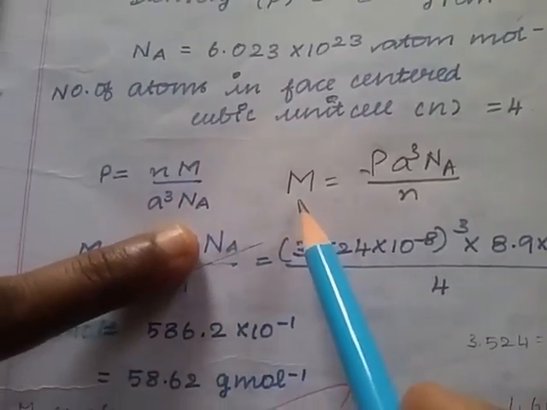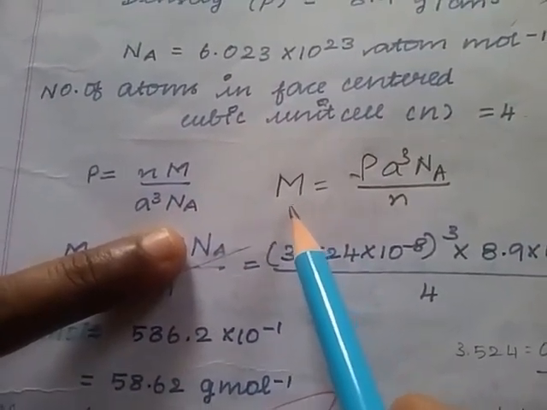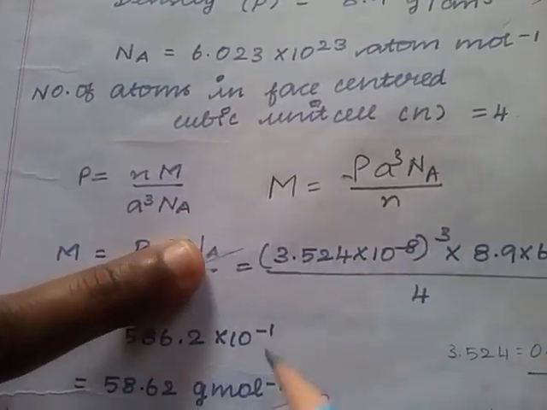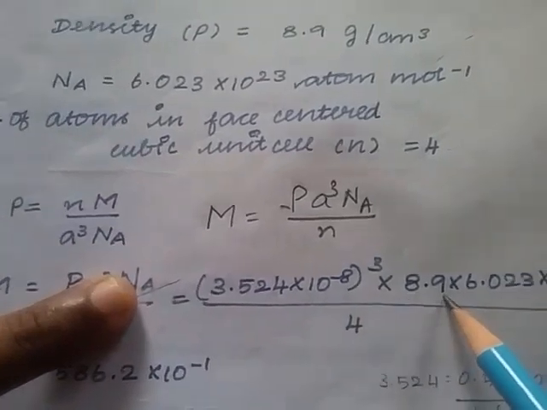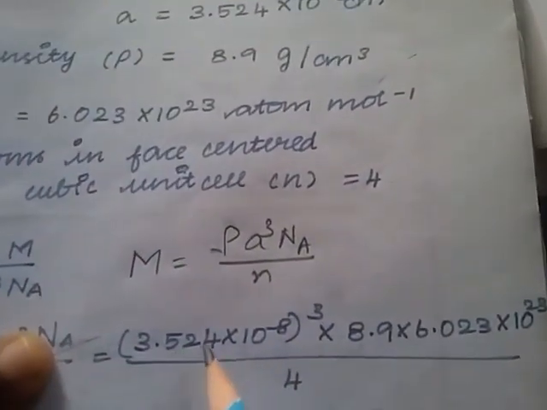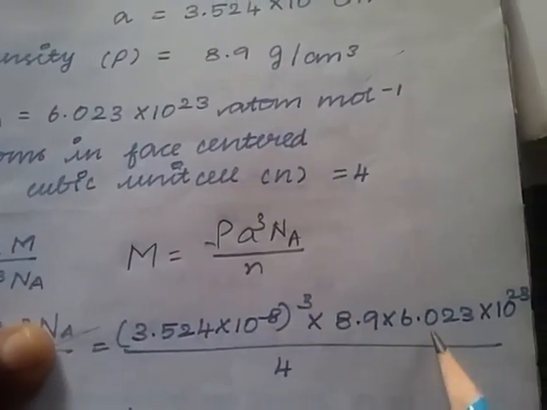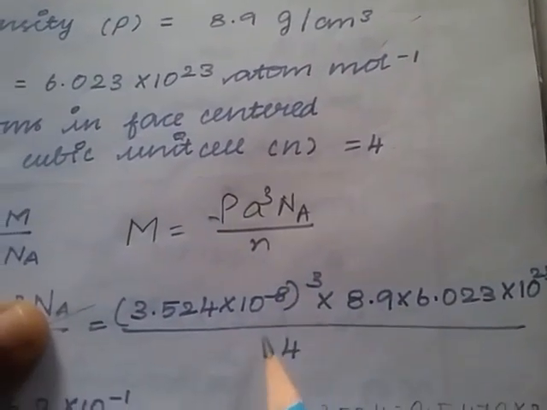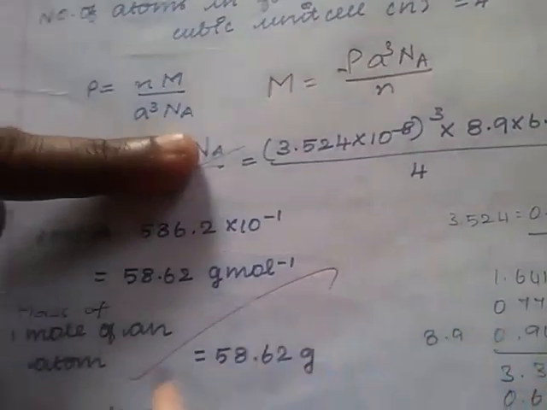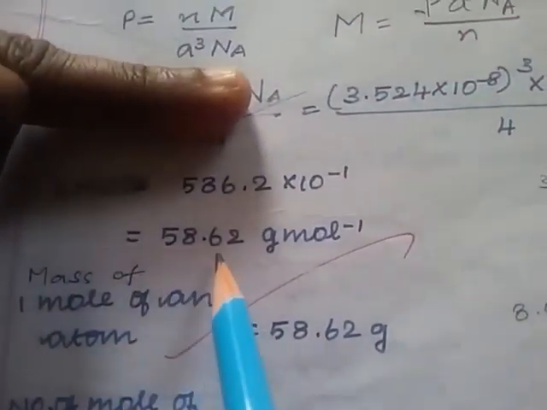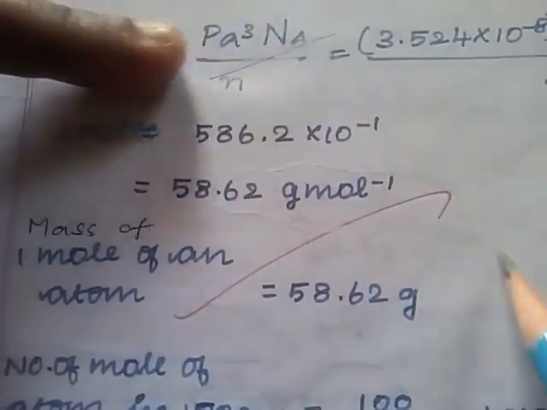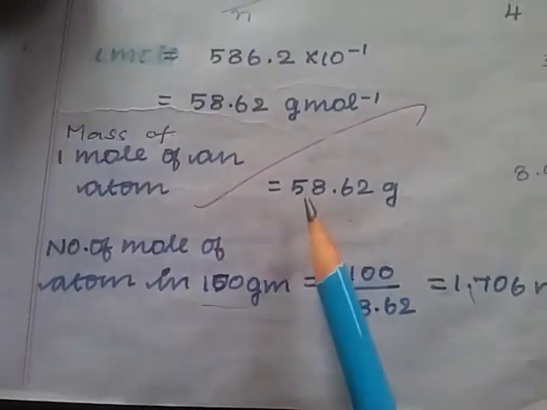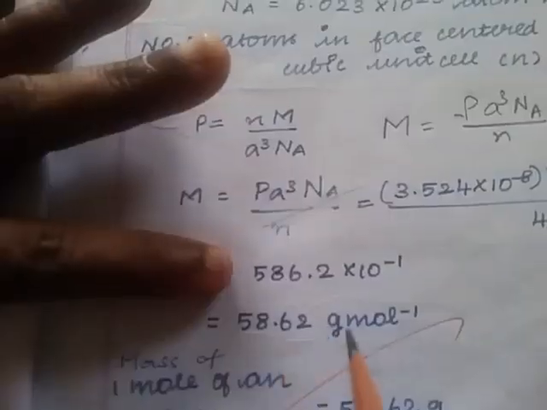We don't know the capital M value. M equals rho a cube Na by n. So, substitute the rho value 8.9, the a cube value 3.524 into 10 power minus 8 the whole cube, and the Na value 6.023 into 10 power 23, divided by the number of atoms, 4. So, we are getting the answer as 52.62 gram mole inverse. And here the mass of 1 mole of an atom equals 52.62 gram.